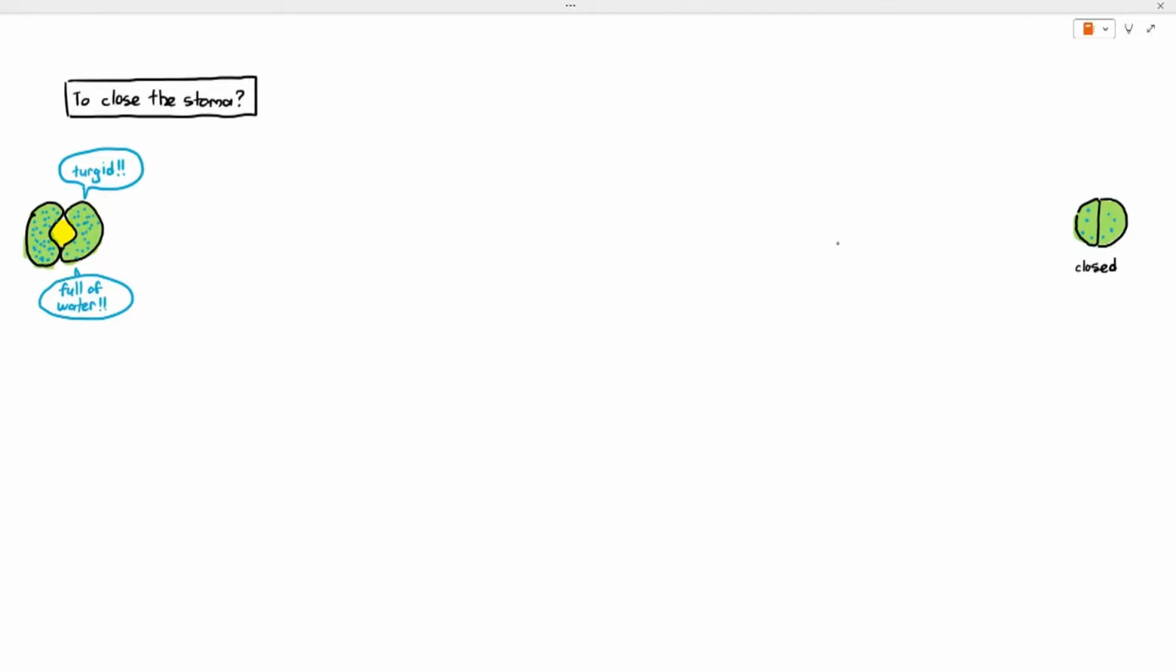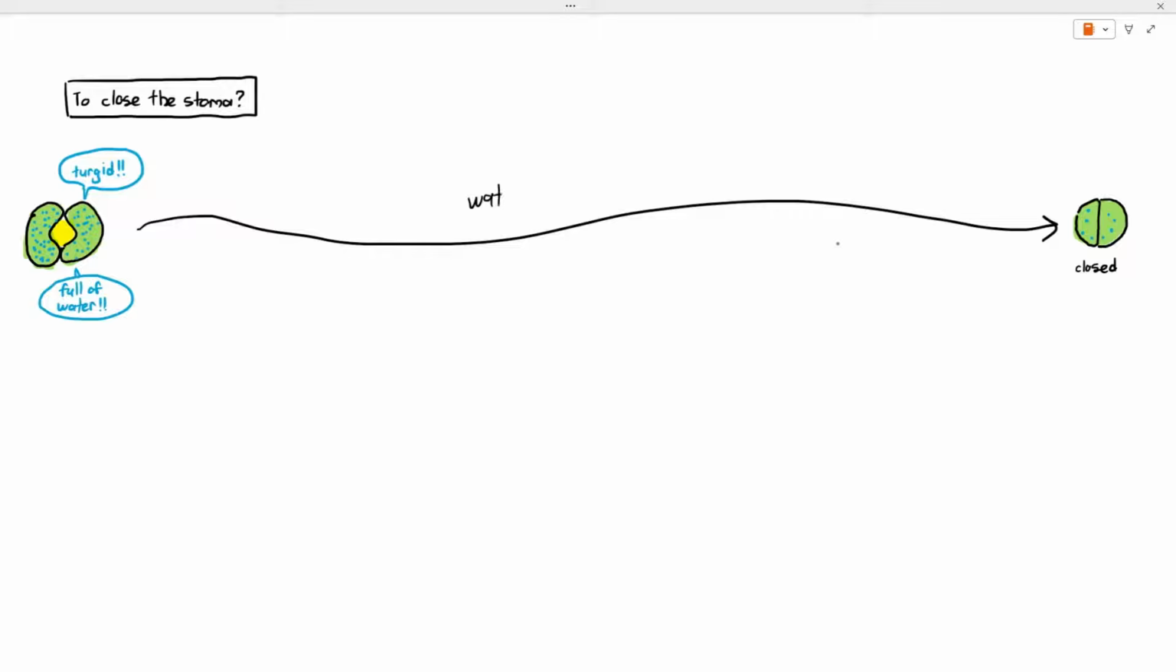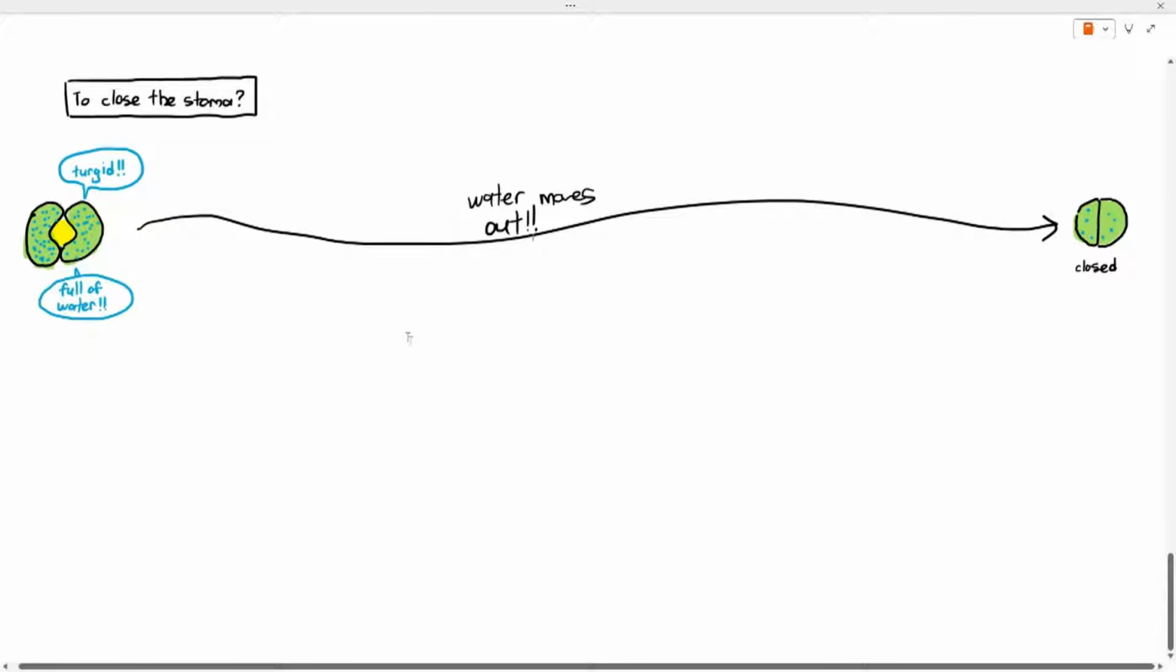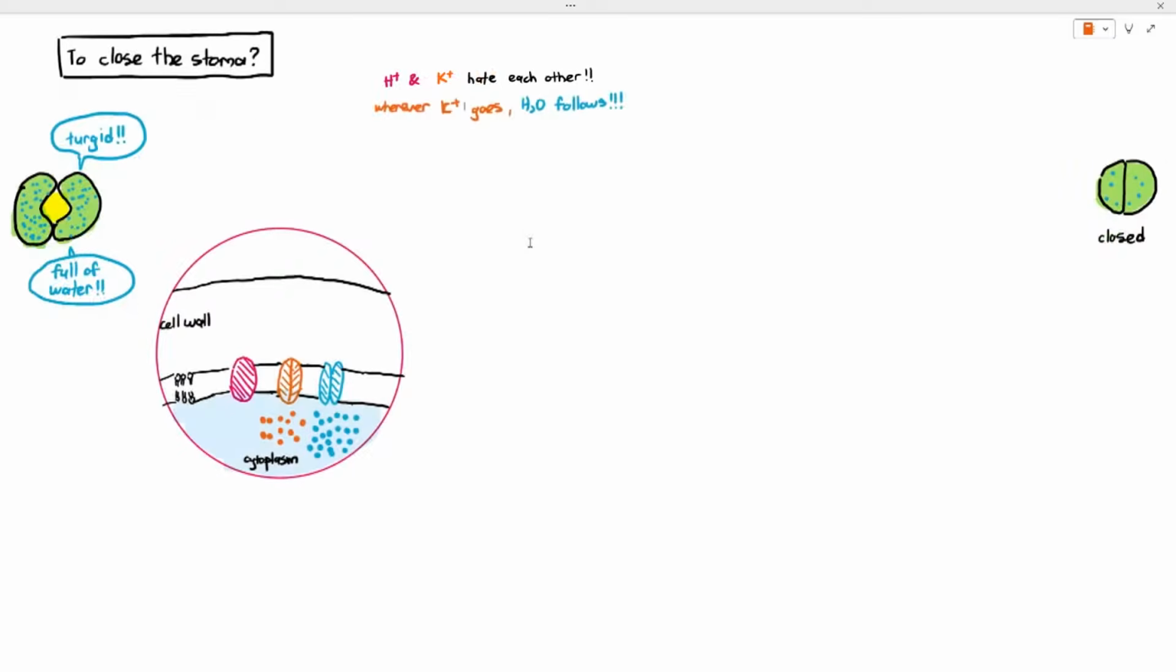So, what causes the stoma to close? Remember, right now the guard cells are turgid. They're full of water. So if I want the stoma to close, I have to make the cells flaccid, or the guard cells will need to have a lack of water. So the opposite here needs to happen. So again, hydrogen ions and potassium ions hate each other, and wherever potassium ion goes, water follows.